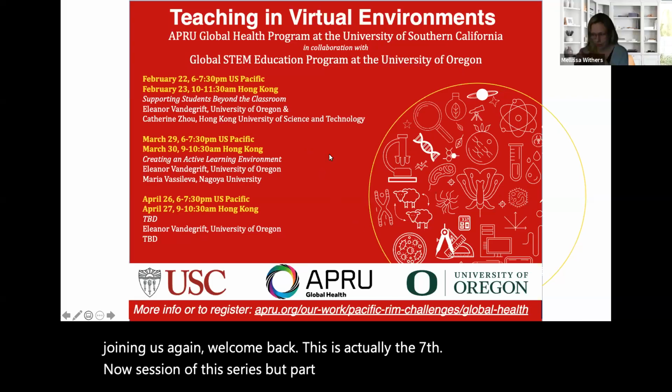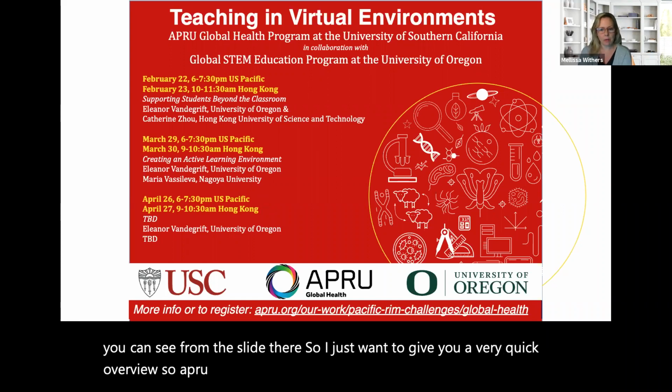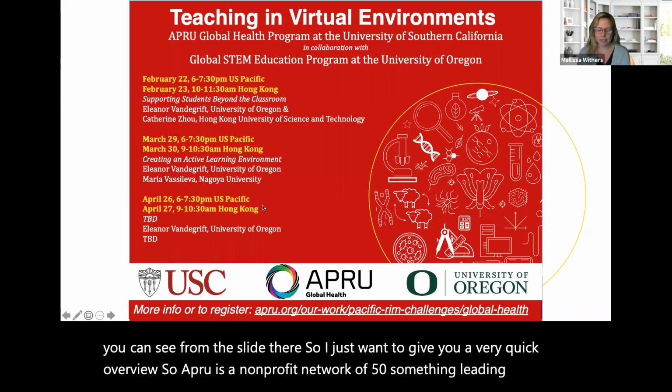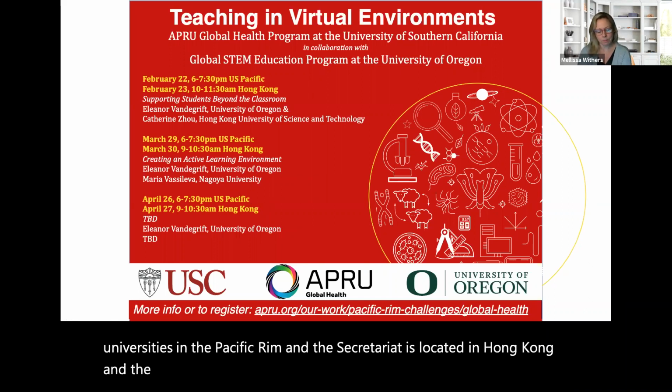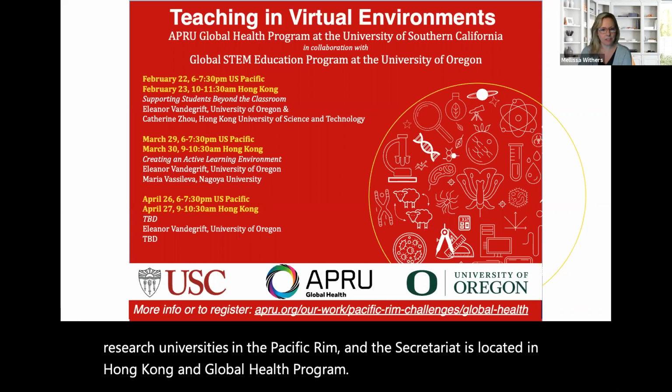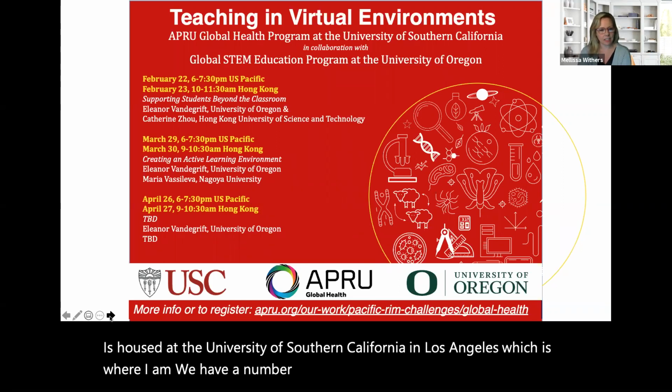Or part 3. This is the first one, as you can see from the slide there. So I just want to give you a very quick overview. APRU is a nonprofit network of 50-something leading research universities in the Pacific Rim, and the Secretariat is located in Hong Kong. And the Global Health Program is housed at the University of Southern California in Los Angeles, which is where I am.